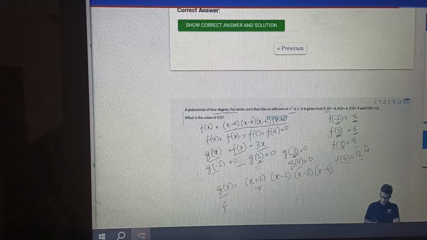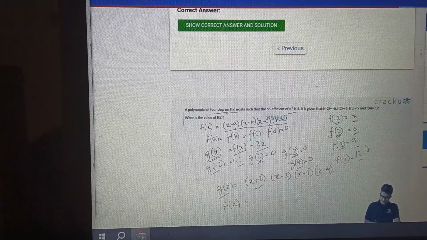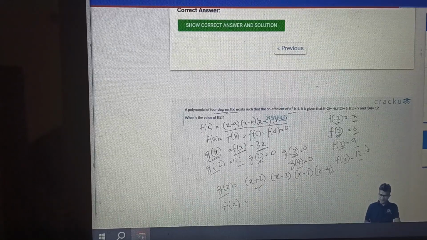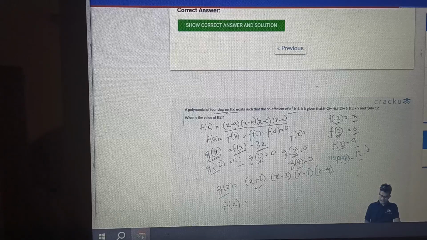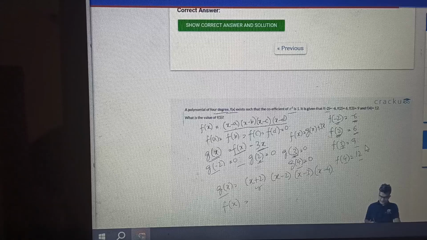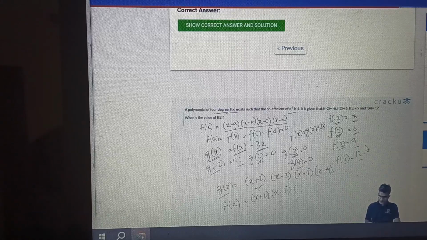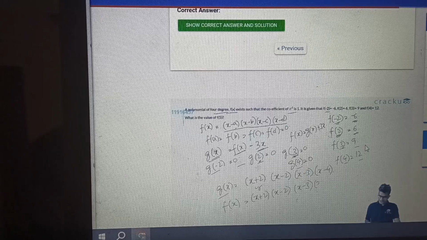Now what will f of x be? G of x is equal to f of x minus 3x, or f of x is equal to g of x plus 3x. So f of x is equal to (x plus 2)(x minus 2)(x minus 3)(x minus 4) plus 3x.